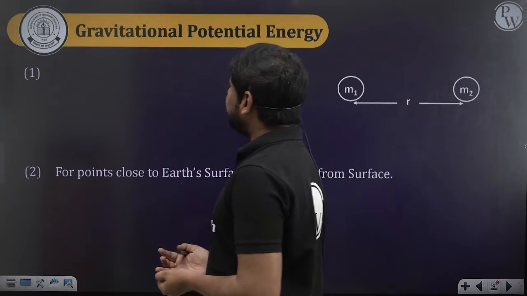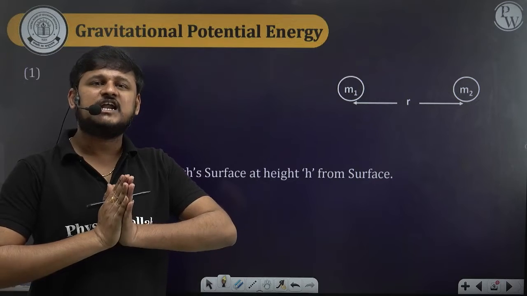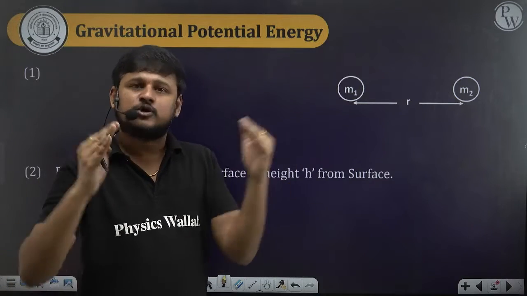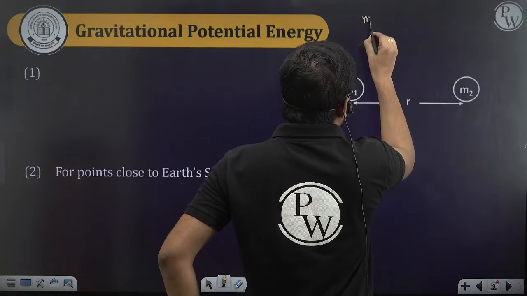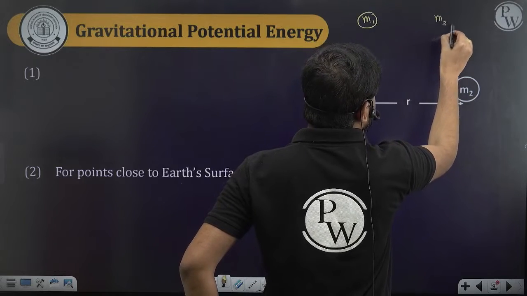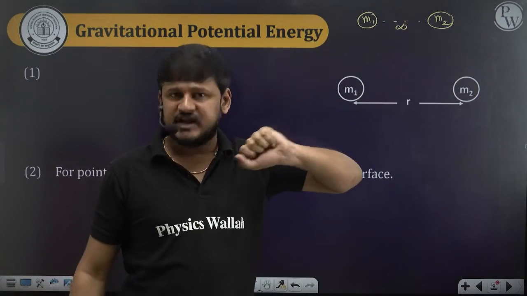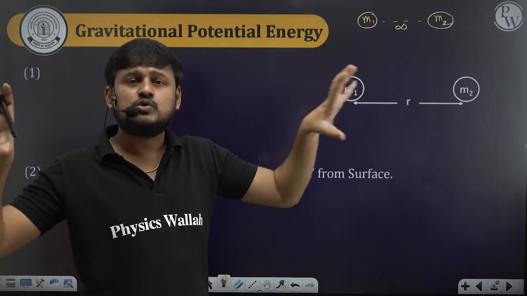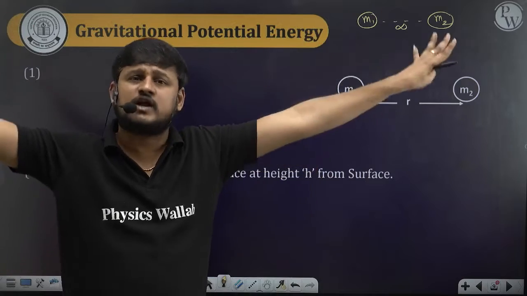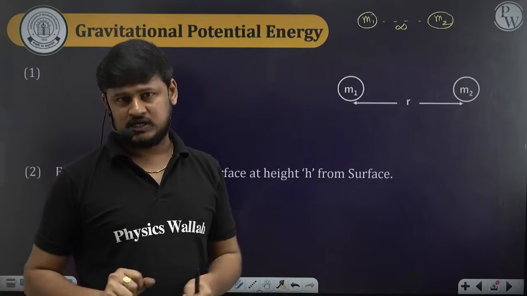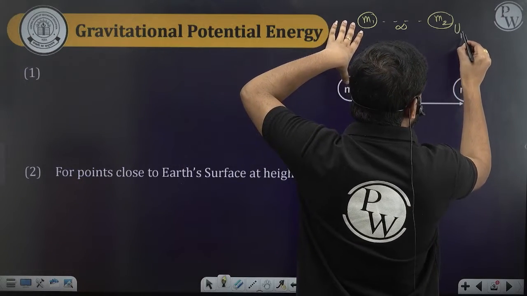Now, what is the gravitational potential energy? As we discussed earlier, the potential energy at a point is not defined, it is the change in potential energy that is defined. Generally, suppose there are two masses m1 and m2, initially at infinite distance, very far away. Now we bring them to some distance r between them. So this is the initial state.